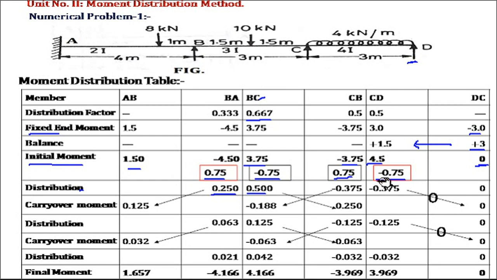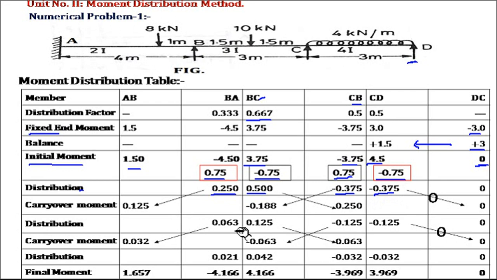Okay, so this correcting moment minus 0.75 is to be distributed in members CB and CD. The component of correcting moment for member CB will be minus 0.75 multiplied by 0.5, so the value comes to be equal to minus 0.375. Here also it will be the same because the distribution factor is the same.